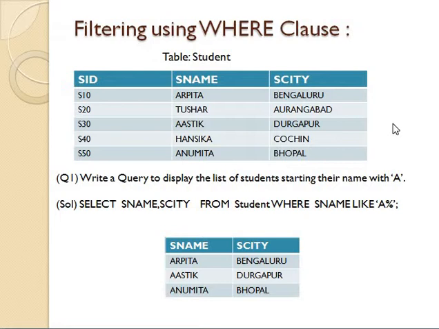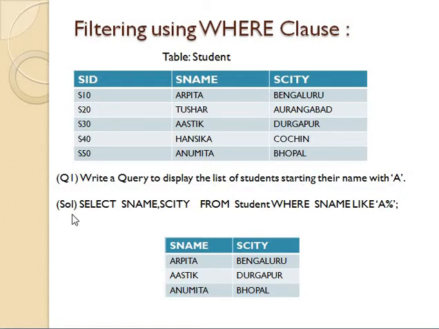Now consider this table called student having three columns: SID, SNAME and SCT. Now based on this table, you are asked to write a query to display the list of students starting their name with A. Okay, so you are asked to write only those list of students whose name starts with A.